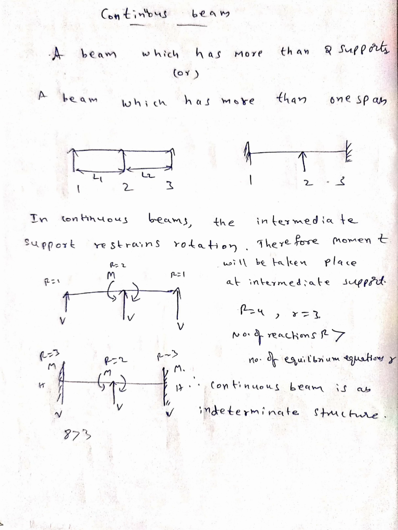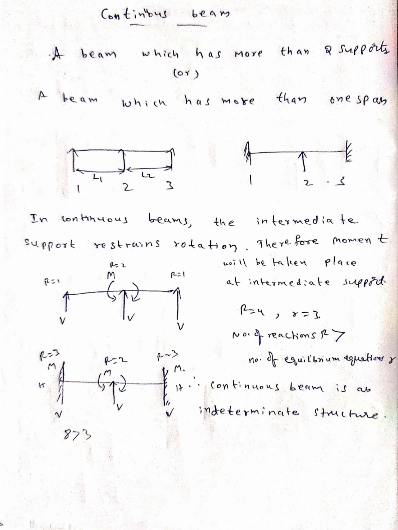Vikas Paul. In this session, we'll discuss the continuous beam. What is a continuous beam? A beam which has more than two supports is known as a continuous beam, or we can say a beam which has more than one span. You can see the figures here. There are three supports, simple supports, span L1, L2 in one figure, and in the second figure it is a fixed continuous beam. Intermediate support is there and fixed end supports are there.